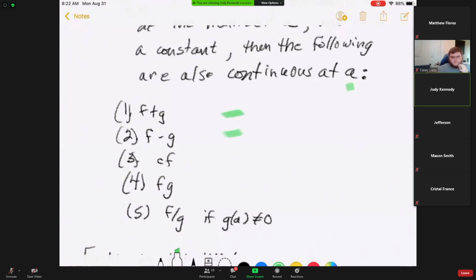The product of two functions is continuous. The quotient of the two functions is continuous. And of course, for quotients, you have to worry about the denominator being 0. As long as g of a is not 0, f over g is also continuous.